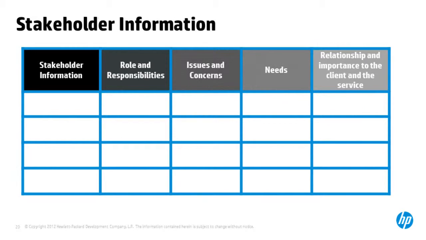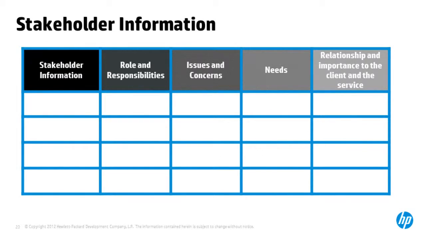This slide is a template. Use this template to list the stakeholders. You can add, take off, or change stakeholders as you find out more about the client and the stakeholders. For each stakeholder, you need to identify their name and the group to which the stakeholder belongs. Note the level of the stakeholder. Are they individual contributors, team leaders, managers, or executives? Their roles and responsibilities, their issues and concerns, their needs, and their relationship and importance to the client and to the service.